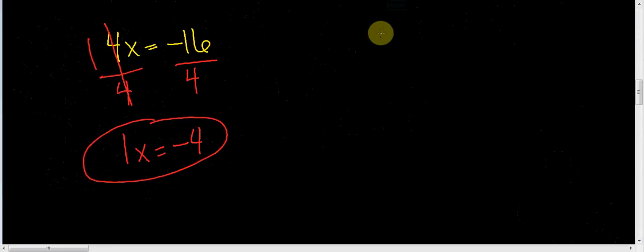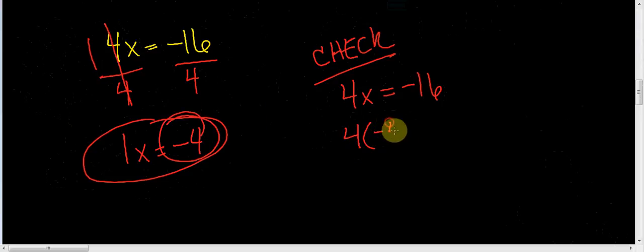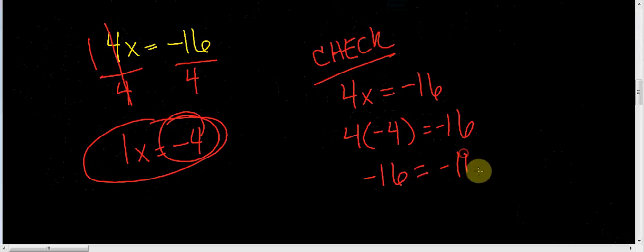Now let's say, I didn't check any of the other ones, but let's say I did want to check. So you write the word check to show that that's what you're doing. You'd write your original equation, and you substitute in what you thought the answer was, negative 4. And then you see if that works. 4 times negative 4, that works. That's negative 16. And that's what we want it to be. So we're good. We know we did the right thing.